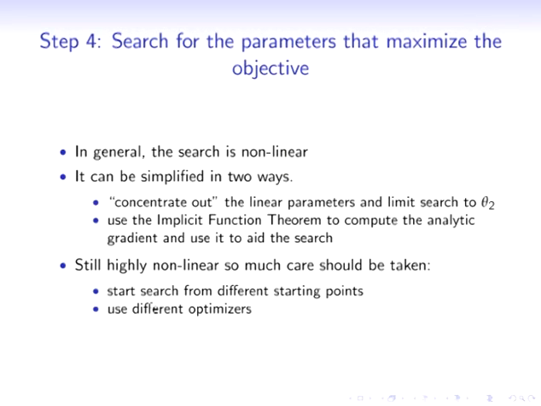Okay, there's a couple of ways to simplify these. It ends up you can actually, quote unquote, concentrate out the linear parameters and just focus the search for theta 2. And you can use the implicit function theorem to actually compute analytic gradients of it, and that really speeds things up. But again, that's kind of in the nitty-gritty detail.